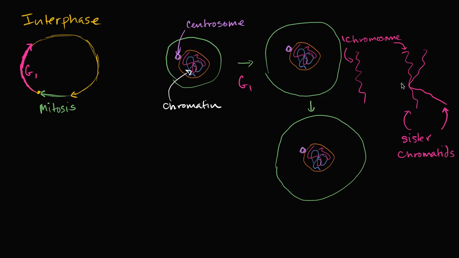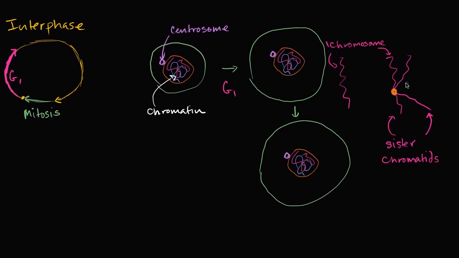Now, you might be wondering, is there a word for this place where these two sister chromatids are connected? And the answer is yes, there is a word, and that word is centromere, not to be confused with centrosome. So let me give myself some space here. So that right over here is a centromere. So we had this magenta chromosome right over here, and now it replicates. It's still one chromosome, although it has twice the genetic material right now. You have these two sister chromatids connected at the centromere right over there.